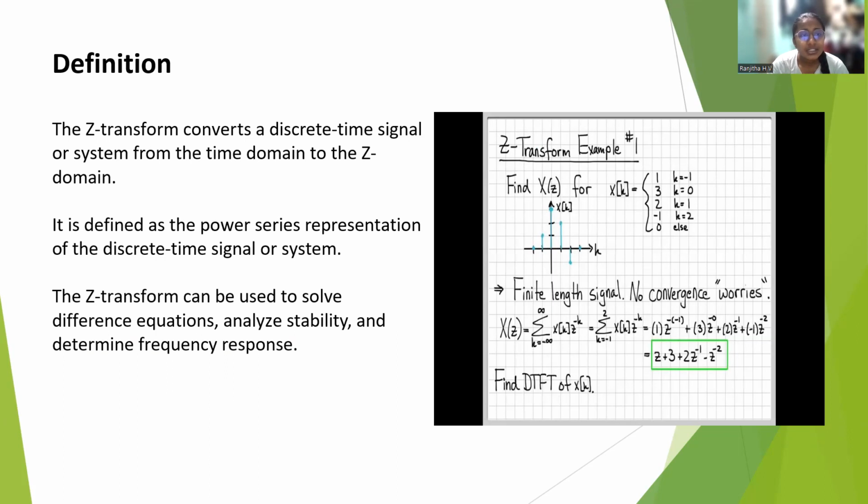Definition: the Z transform converts the discrete time signal or system from the time domain to the Z domain. It is defined as the power series representation of a discrete time signal or system. The Z transform can be used to solve difference equations, analyze stability, and determine frequency response.